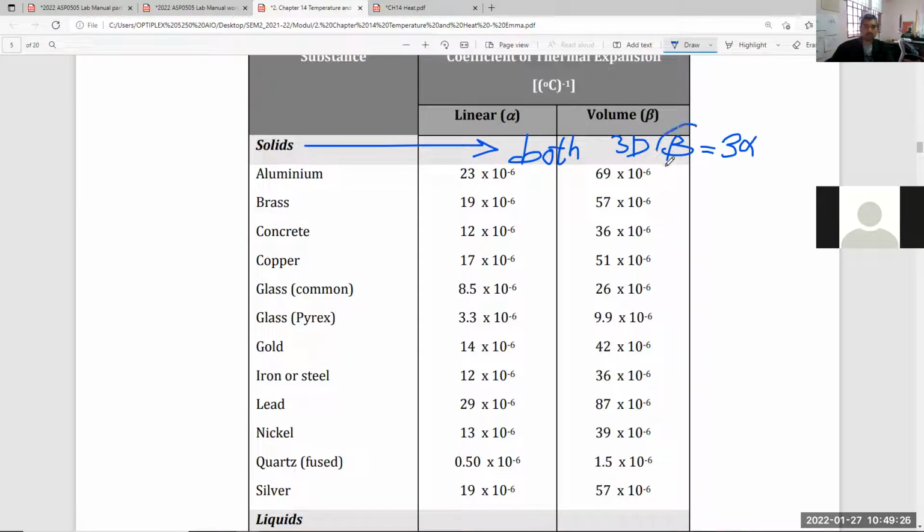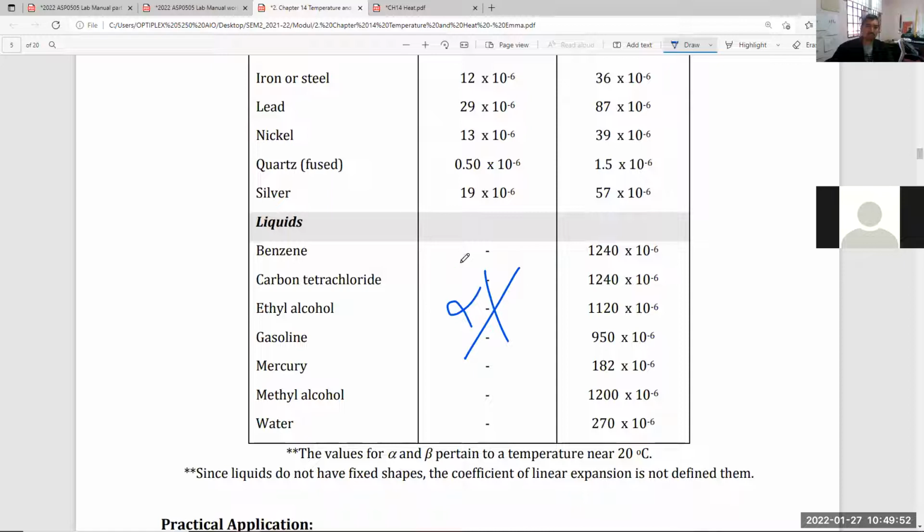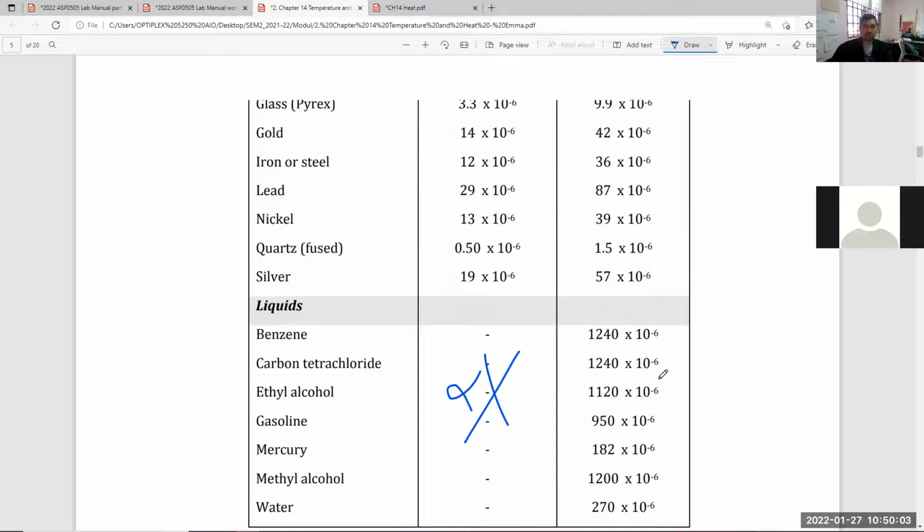We don't do the analysis, but if you multiply by 3, it will be approximately close to what we call 3 alpha for solid. So this is a guideline. If we know the linear expansion for a solid, we will be able to know the volume expansion in terms of three-dimensional expansion. But we don't have the linear expansion for liquid, since it doesn't have a shape. So it only has volume expansion. I just want to highlight the volume expansion.